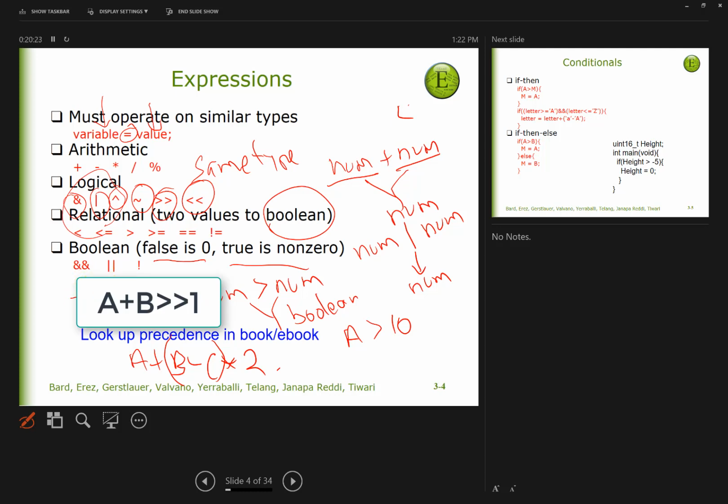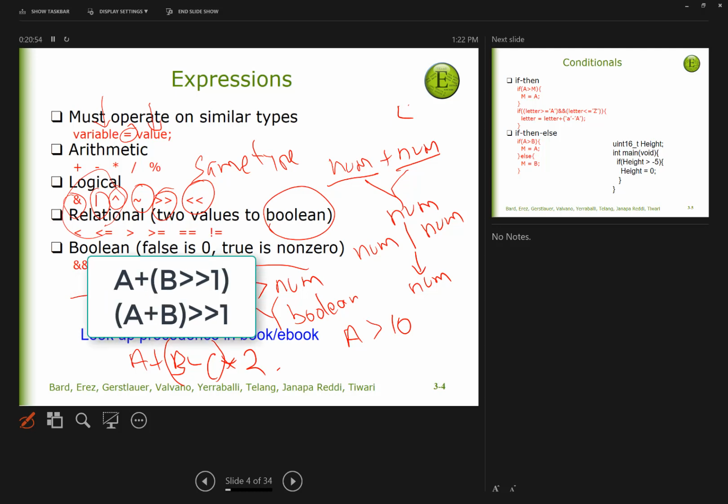This one here you're going to get wrong. Come on. A plus B shifted once. Okay, we'll come back here. B. All right. And this is a divide by 2. What do you suppose this is? How many think it's this?